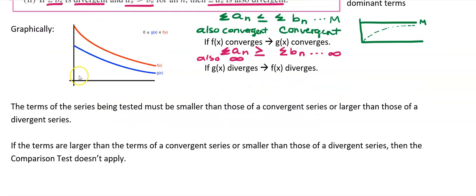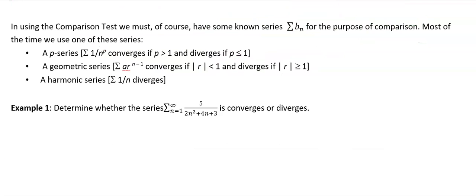Something to note is that if the terms are larger than the terms of a convergent series, so that would be something converging, say, to the number 4, but the other function is bigger than that, then the larger function doesn't have to converge. And if we're dealing with a series that's smaller than that of a divergent series, the divergent series can keep on going because the other series we're comparing it to is smaller. So in these particular cases, the comparison test, sadly, doesn't apply. And so we'd have to do something else.